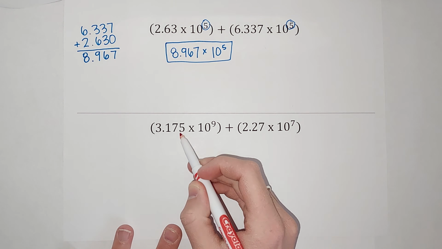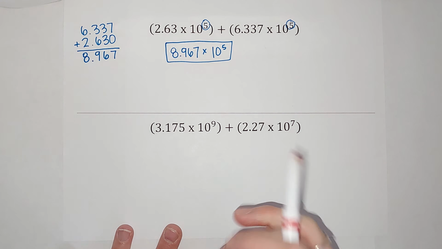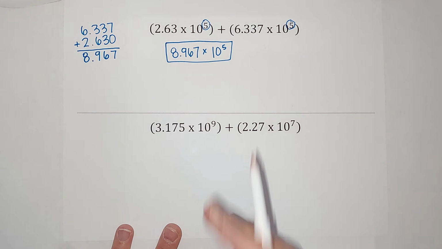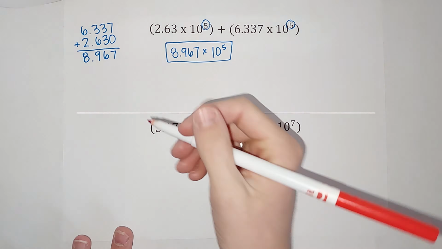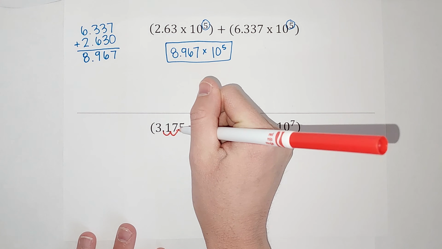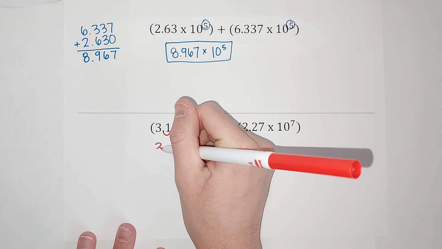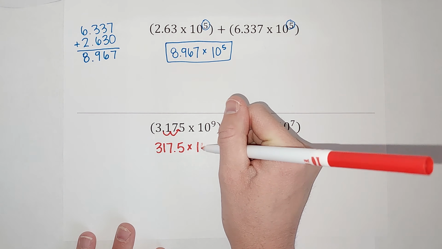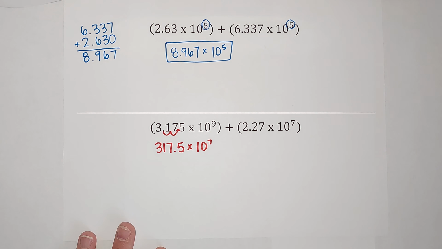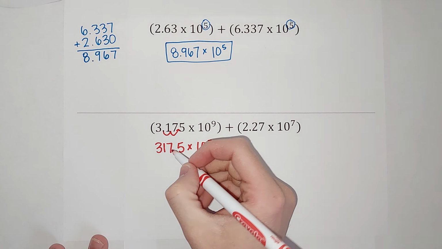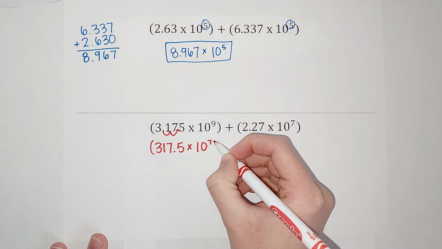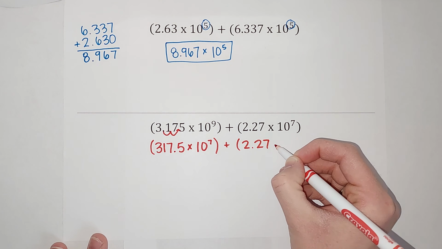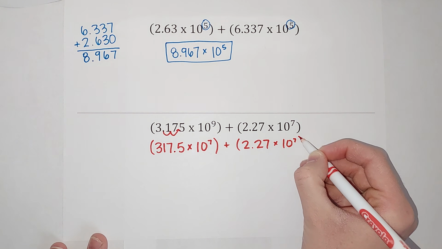So again, if I were to move this over 9 times, I would get my standard notation, right? If I move it over once, it would be 10 to the 8th. If I move it over twice, it would be that 10 to the 7th, okay? So I'm going to move it over twice, which will give me 317.5 times 10 to the 7th, okay? Those are the same number, just written a little bit differently, okay? And we are adding this 2.27 times 10 to the 7th, okay?